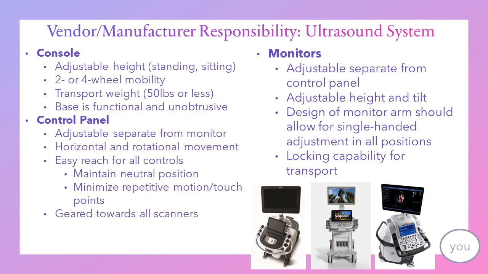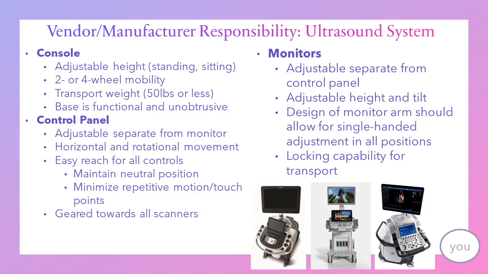As far as our control panels, they should be separate from the monitor. As you can see in some of the machine images I've put at the bottom of the slide, there are some examples of how that rotation comes into play. So it should have horizontal and rotational movements that allow us to set up for neutral scanning. Easy reach for all controls, so we can maintain that neutral position as much as possible, and also try to minimize repetitive motion and touch points, so everything's at our fingertips and we're not having to reach too much. This should be geared towards all scanners, whether you're a left-handed scanner or a right-handed scanner.